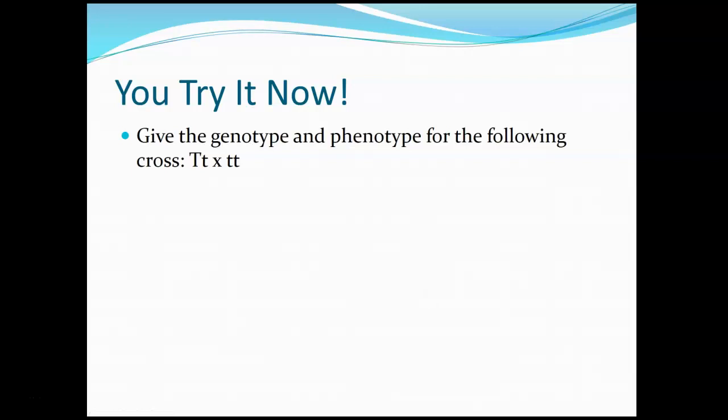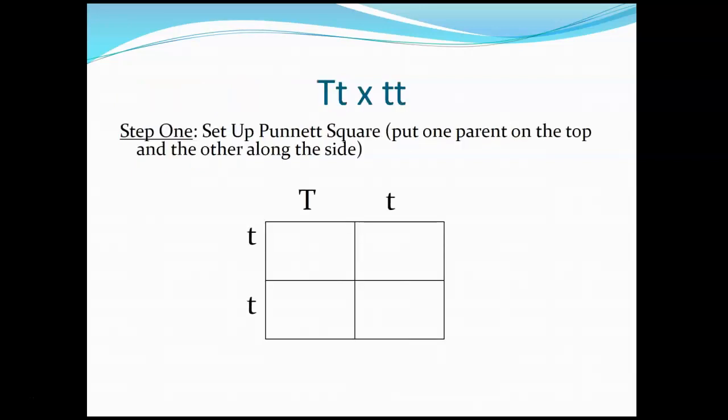So we're going to try this now with a tall and short, with the tall person being heterozygous for tall. So we set it up, have the capital T here, the lowercase t here, the lowercase t here, the lowercase t here. So what we're going to do is we'll bring that capital T down to these 2, the lowercase down to these 2, this lowercase across to this one and this one, same thing, lowercase here and here.